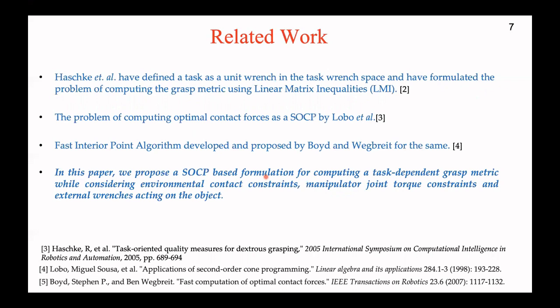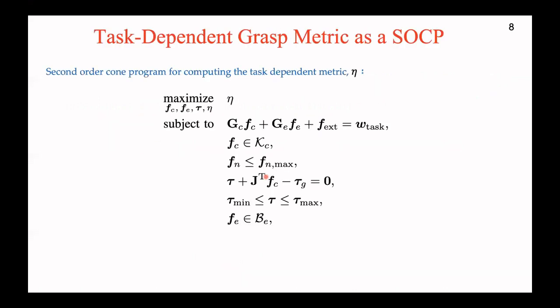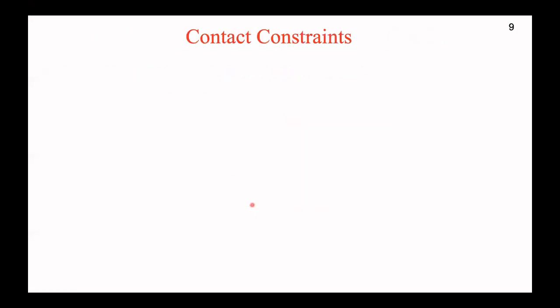In all the papers above, only the contact forces corresponding to the object manipulator contacts are considered. In this paper, we will consider object environment contacts, where there is no direct control of interaction forces, along with joint torque constraints and external wrenches. This is our general optimization problem formulation for computing the task-dependent grasp metric. The objective function is subjected to the following constraints: the equilibrium constraint, the contact constraints, followed by the manipulator joint torque constraints. I will explain all these constraints one by one in the upcoming slides.